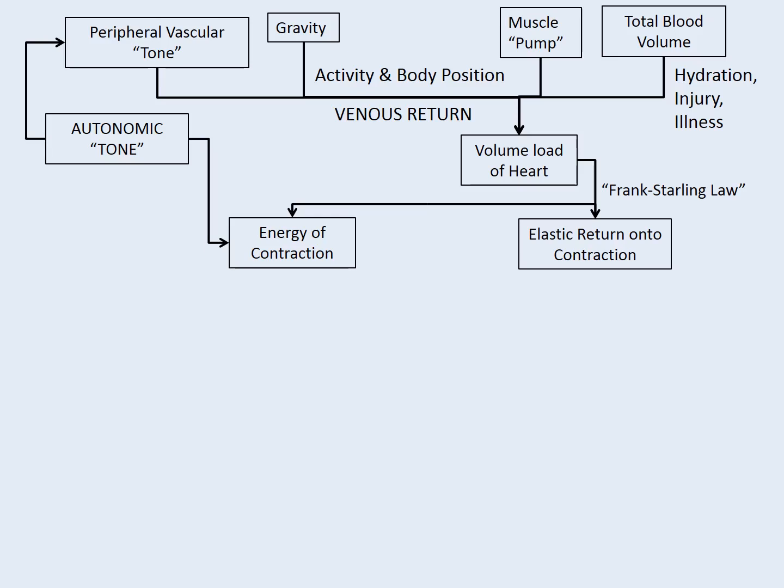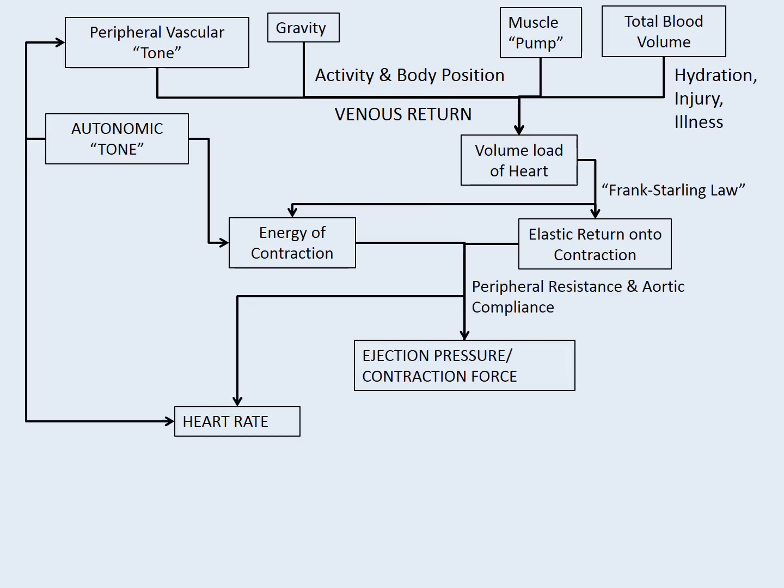The autonomic tone is going to dictate the amount of contraction force and the ease of depolarization that occurs. When we couple the elastic return and the energetics of contraction, we're able to establish an ejection pressure. This ejection pressure is dependent upon the amount of peripheral resistance and aortic compliance that must be overcome in order to move blood out of the ventricles and into the aorta or into the pulmonary trunk. This rate of contraction determines the heart rate.